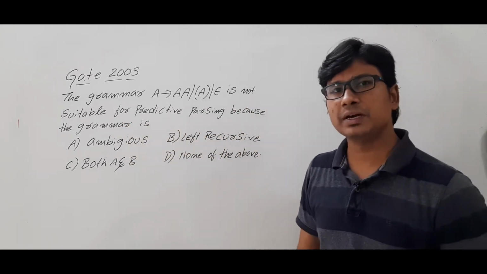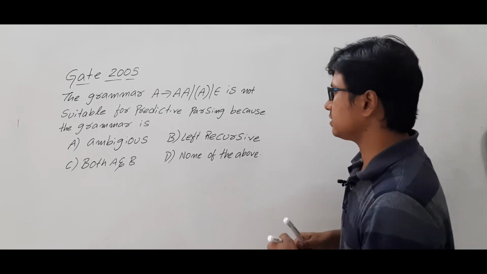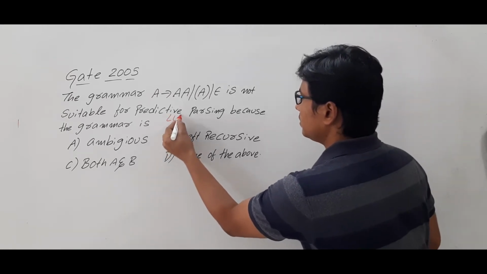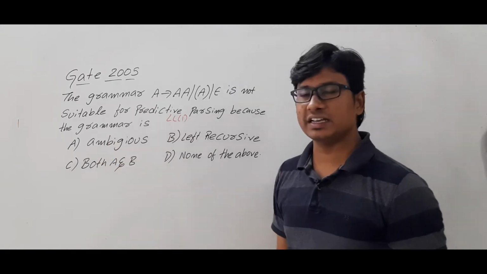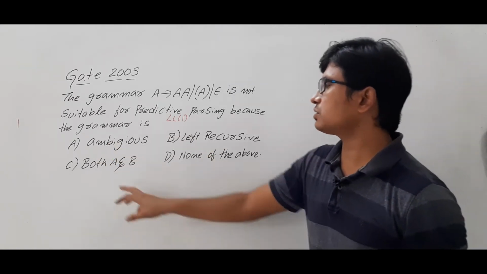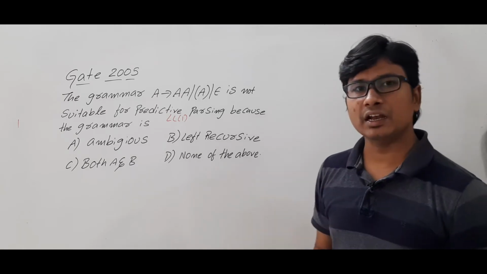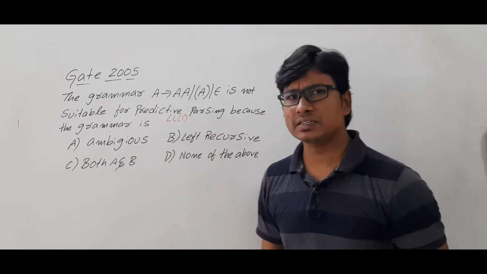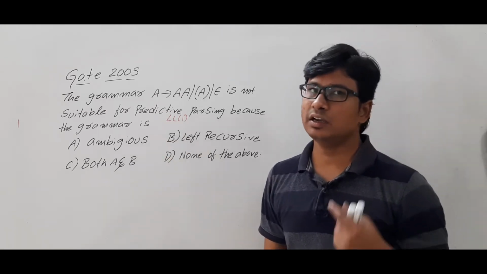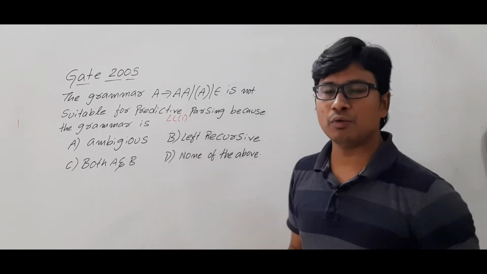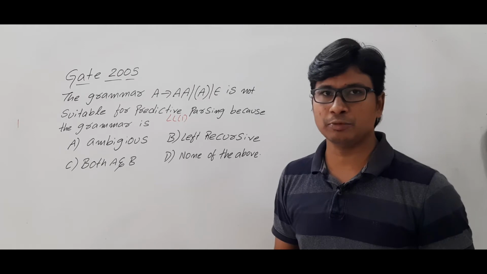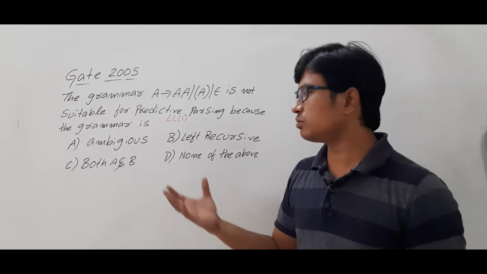What is predictive parsing? LL1 parser. Am I right or wrong? The options given are ambiguous, left recursive, both A and B, and none of the above. Now predictive parsing will come in what category? Top-down parser. So those who have watched my video related to predictive parsing can easily solve this question.